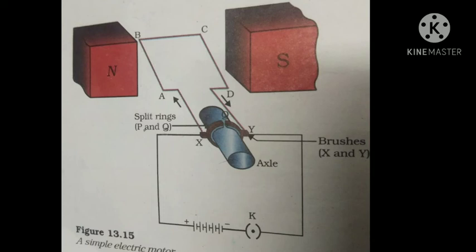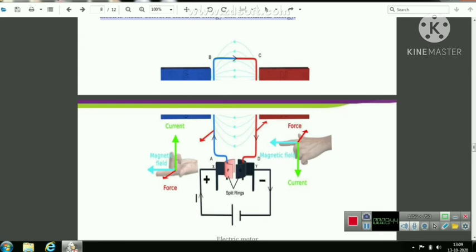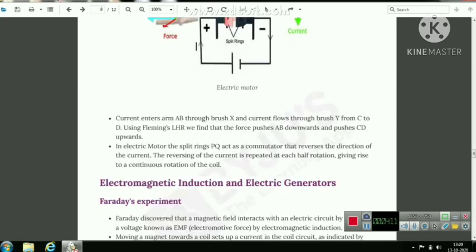Therefore, the coil and the axle rotate half a turn more in the same direction. The reversing of the current is repeated at each half rotation, giving rise to continuous rotation of the coil and to the axle. If you see here, the rectangle ABCD is the motor. Here I will highlight the wheel once again.